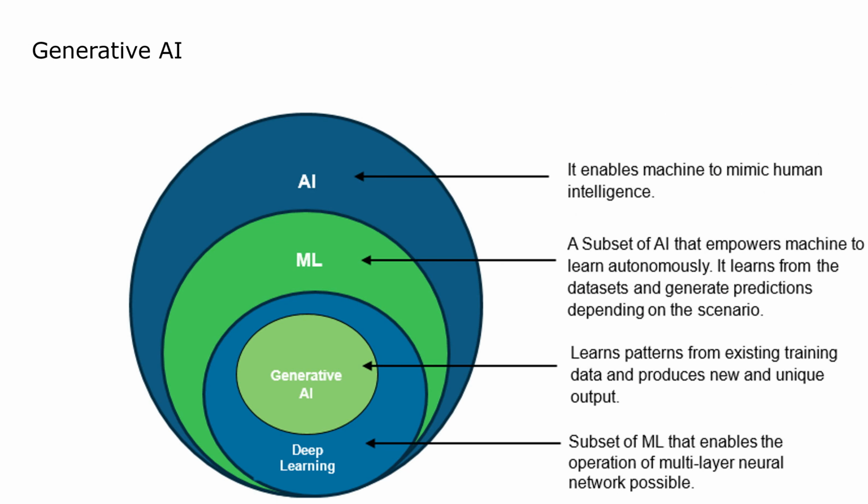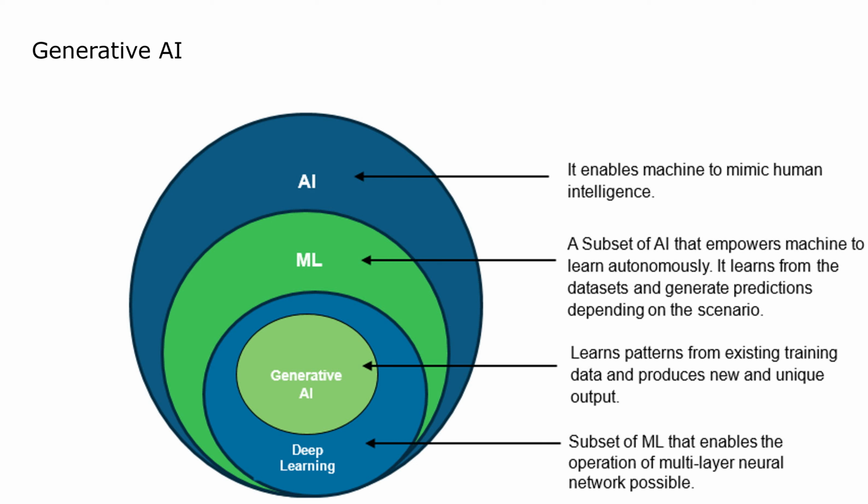So how does generative AI work? We have two types of AI nowadays, traditional AI and Gen AI. How are they linked, and how do they work together? AI enables a machine to mimic human intelligence, and ML is a subset of AI that empowers the machine to learn by itself.